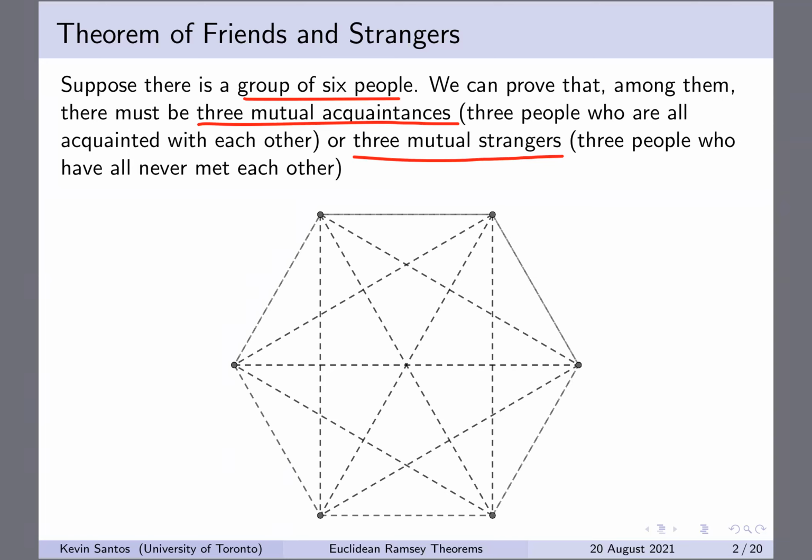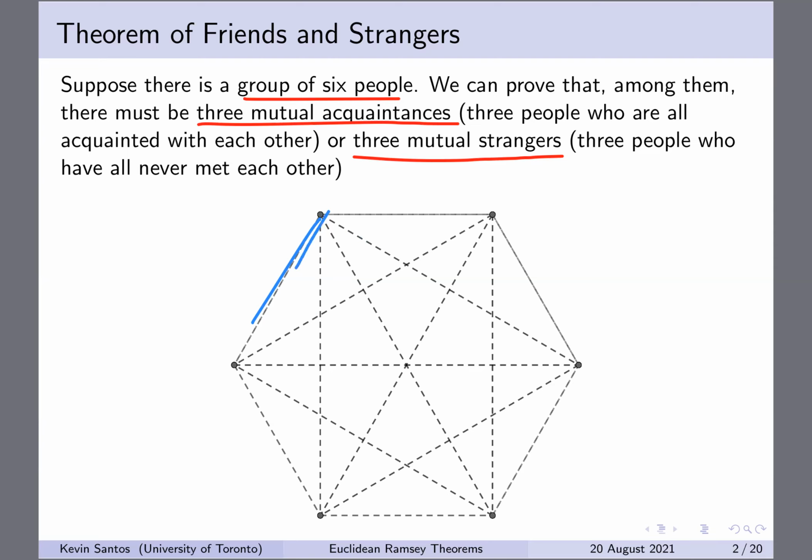If we think of the vertices as people and the edges as their relationships, we can color an edge red if the 2 people are friends or acquainted with each other, and we can color the edge blue if 2 people are strangers. Now, if we look at the 5 edges emanating from one vertex, since there are 5 edges and 2 colors to choose from, by the pigeonhole principle, at least 3 of those edges must be the same color.